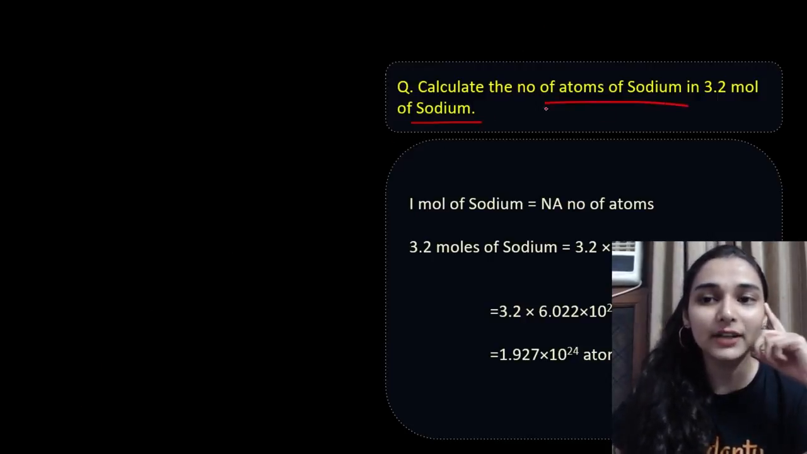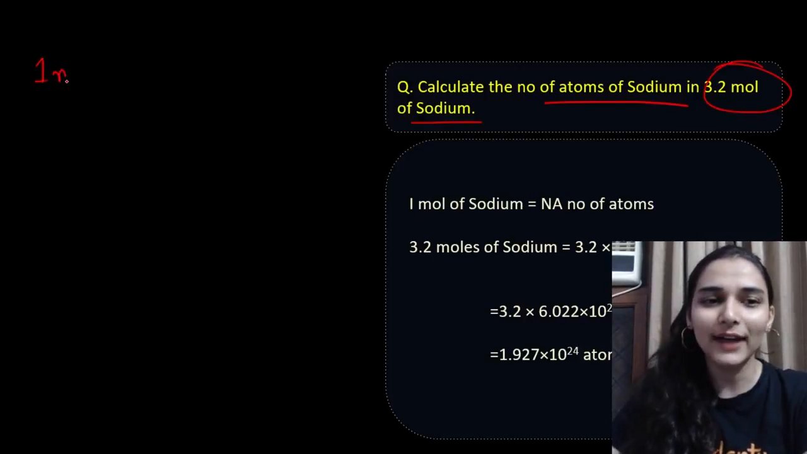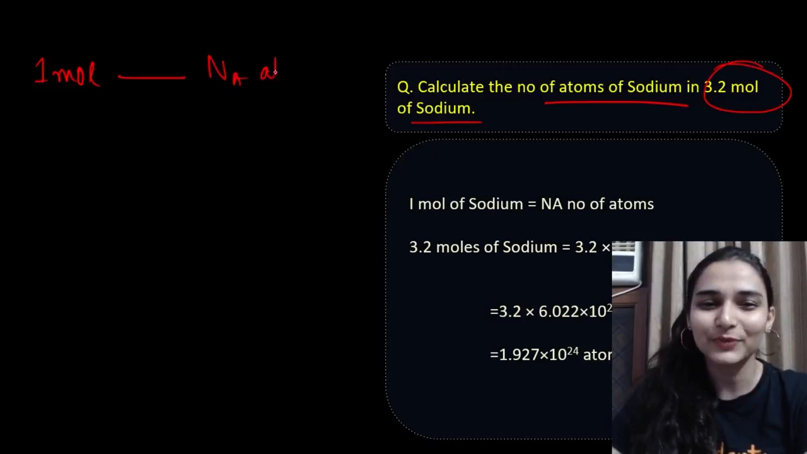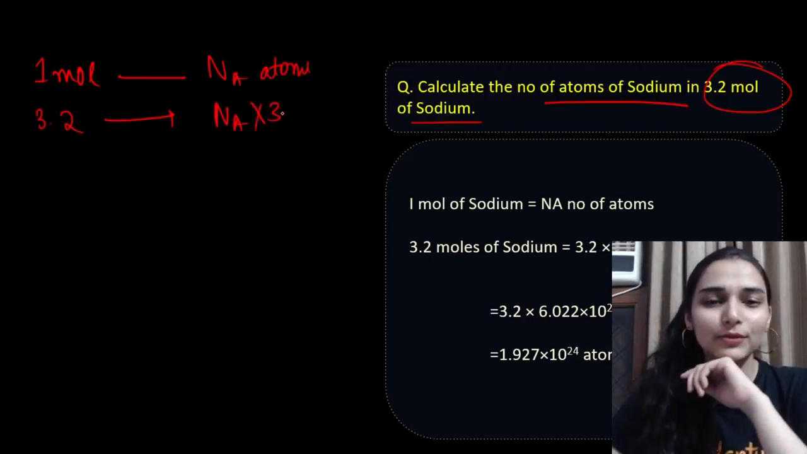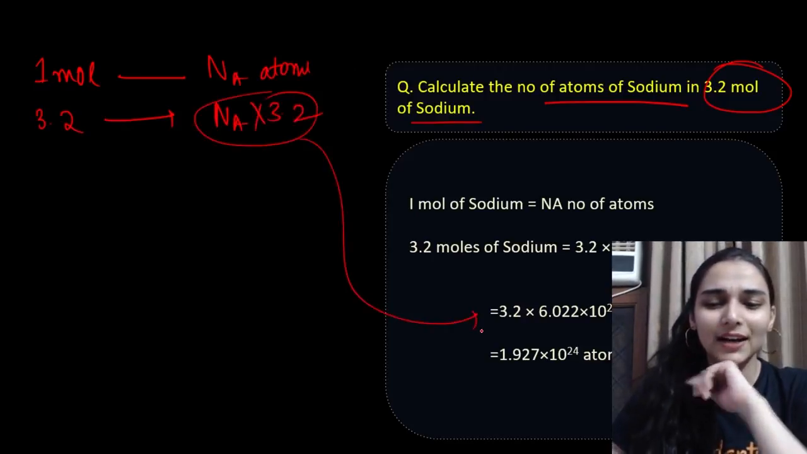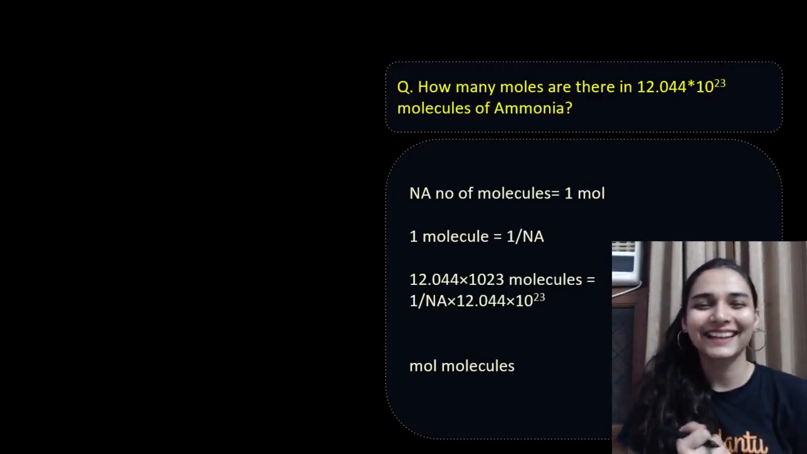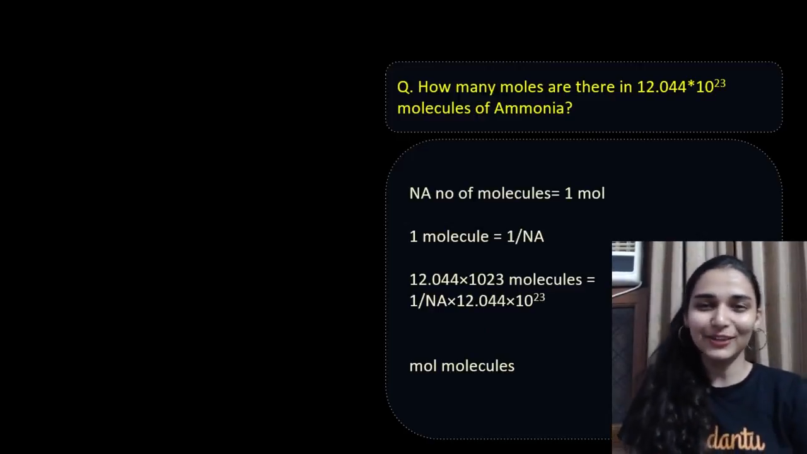Calculate the number of atoms of sodium in 3.2 moles of sodium. That is very easy. I know 1 mole of sodium will be having how many atoms of sodium? Avogadro atoms, right? So I can say 3.2 moles will have how many? Avogadro multiplied by 3.2. Simple, nothing much. Even the unitary method will feel shy. So easy. That is the mole concept.